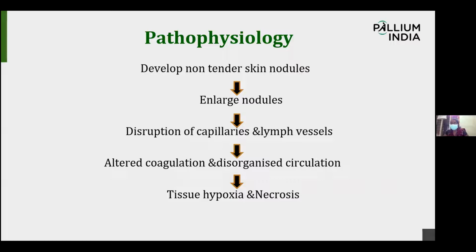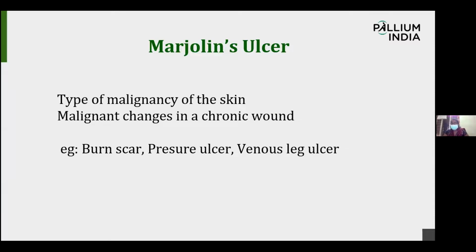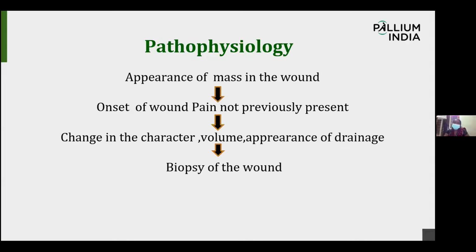This is the pathophysiology of a fungating wound or a cancer wound. So come to the Marjolin ulcer. Have you heard about Marjolin ulcer? This is a type of malignancy of the skin. Malignant changes in the chronic wound like burn scar ulcer, pressure ulcer, and venous leg ulcer. So that pathophysiology is a little bit different.